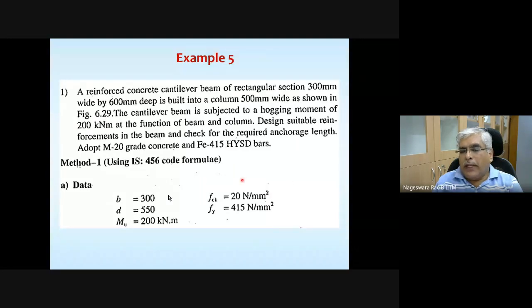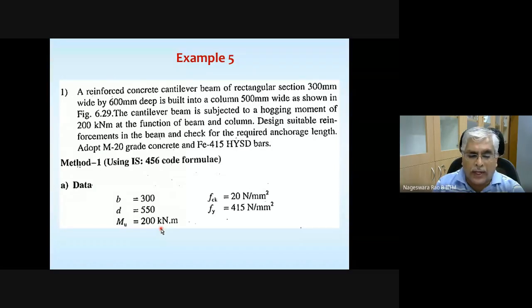B is the width of the beam. D is the overall depth of 600 mm, assuming cover thickness of 50 mm. Effective depth is, after taking out the cover, taken as 550 mm, and the design moment is 200 kilonewton meter. So for this moment we need to design the beam area of steel.